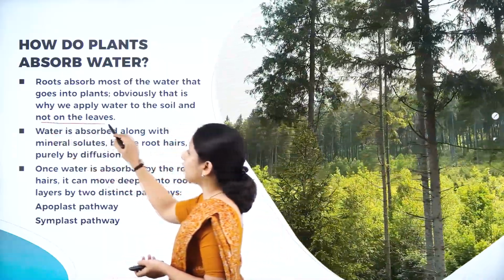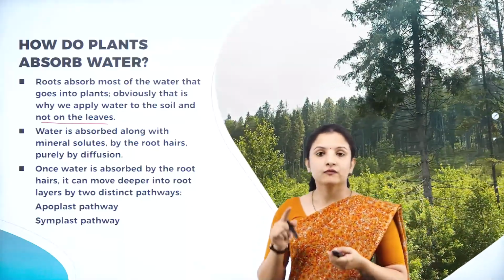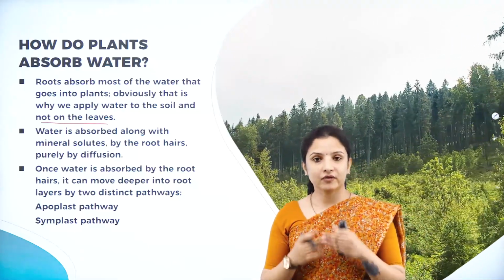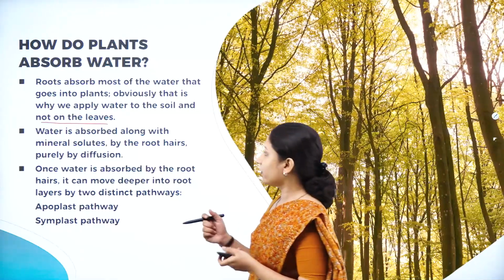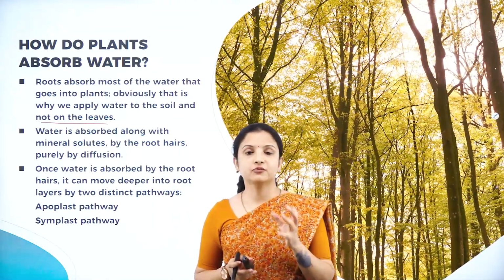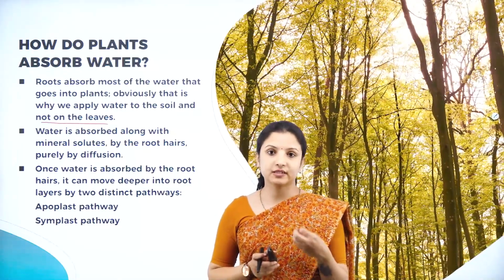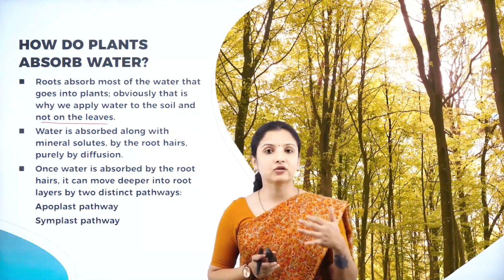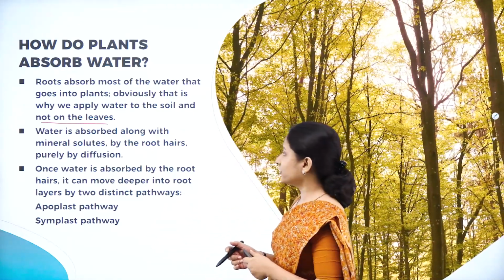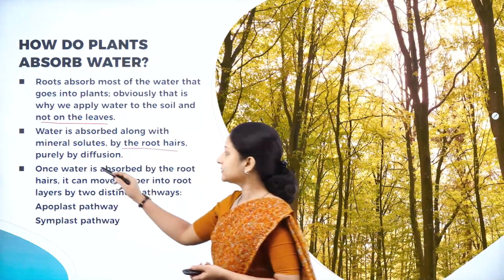So the water will not be absorbed by the leaves, but it will be absorbed by the roots, wherein the roots go deep into the soil, and whenever the moisture availability is there, they will absorb the moisture. And the water is absorbed along with the mineral nutrients. Why? Because various minerals are also present in the soil. These mix with the water, and therefore it will be absorbed in the form of a solute by the root hair, and that process is known as diffusion.